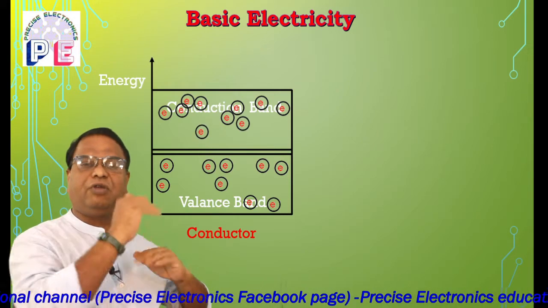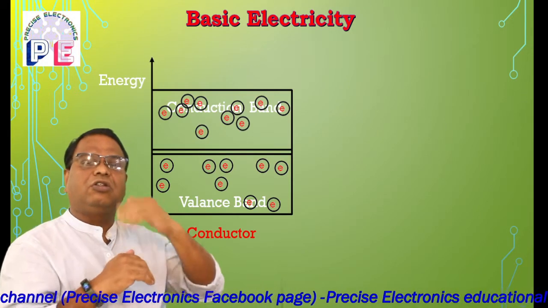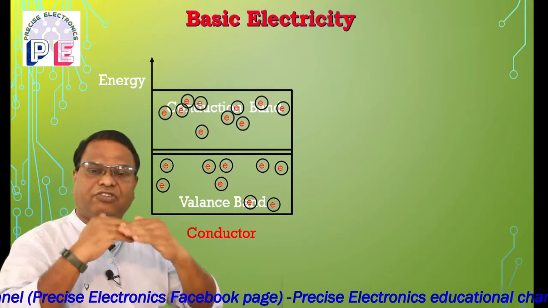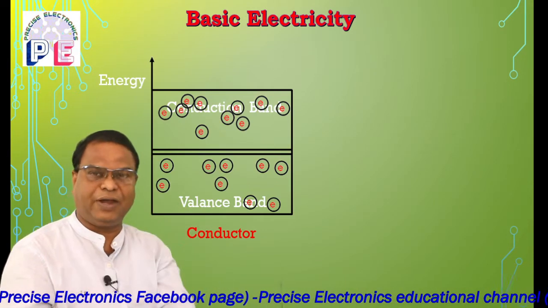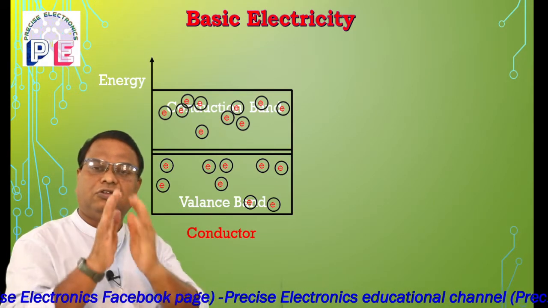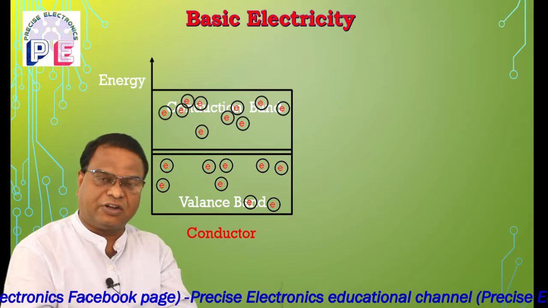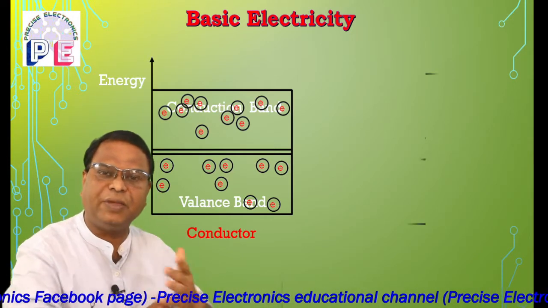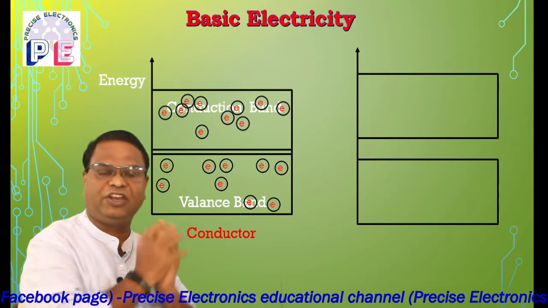In conduction band, when we are applying energy, the electrons move from valence band to conduction band. That is the structure of conductor. Now the structure of semiconductor is going to be displayed on your screen.